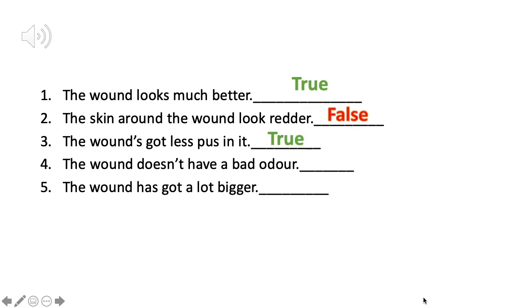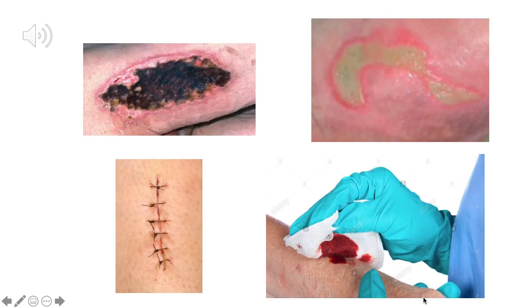For number 3, the wound's got less pus in it. For number 4, the wound doesn't have a bad odor. That's true. And for number 5, the wound has got a lot bigger. That is false because she mentioned that the wound was getting smaller. Okay.